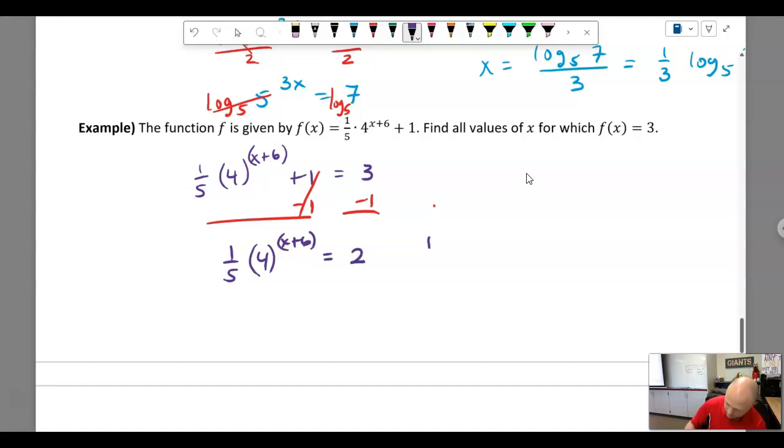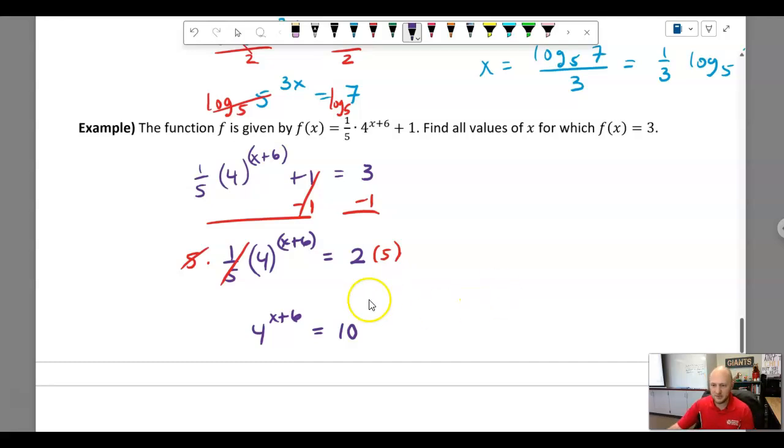So then I get 1/5 times 4 to the power of x plus 6 is equal to 2. And now I'm going to undo this division by 5, or this fraction. If you get confused by fractions, just remember you undo them by multiplying by the reciprocal. So in this case, it's going to be 5 over 1, which is just 5. So I'm multiplying by 5 on both sides. That will cancel that fraction. And I now have 4 to the power of x plus 6 is equal to 10.